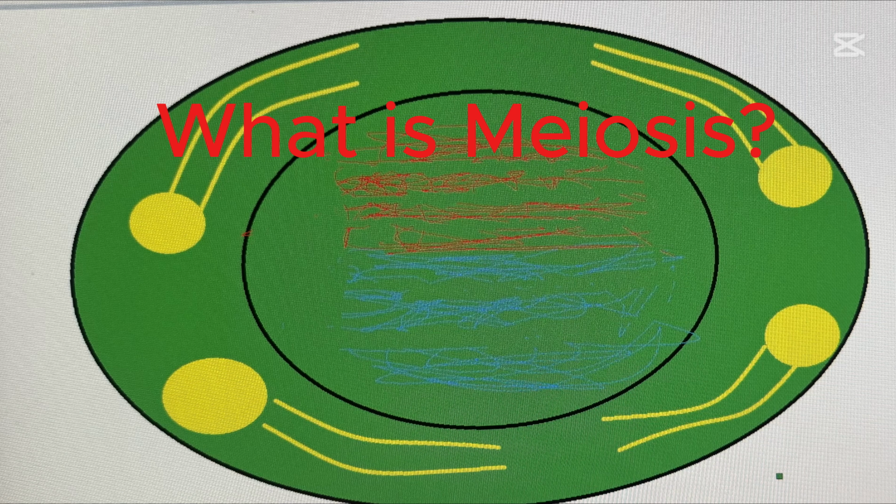What is meiosis? Meiosis is a process in which a single cell divides twice to produce 4 cells. Unlike mitosis, meiosis is cell replication for gametes, otherwise known as sex cells, like egg and sperm. This replicates haploid cells to eventually produce a diploid cell.